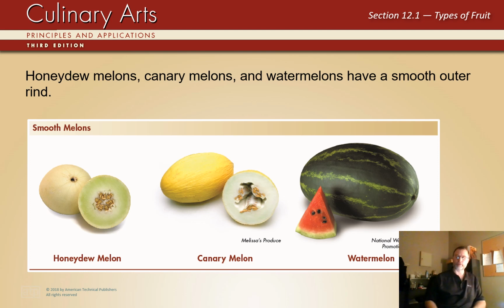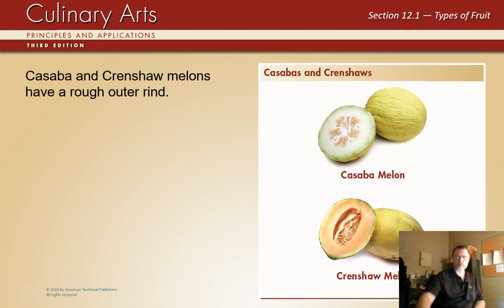But they both have a seeded variety and seedless. Now the seedless still have tiny little seeds in them, but they're virtually without seeds, and so we don't have to spit out the seeds as we're eating them. We can just eat them with the seeds in there. We also have cassava melons and Crenshaw melons. So they are different types of melons.